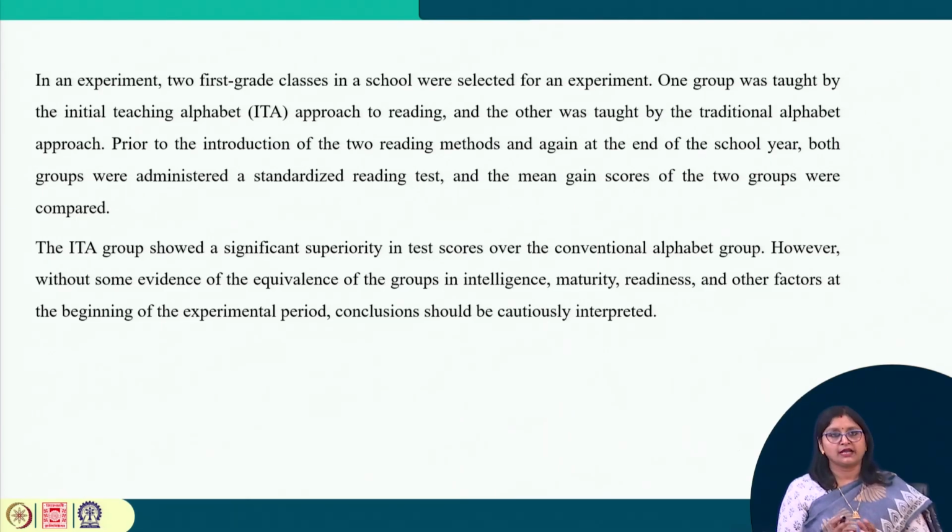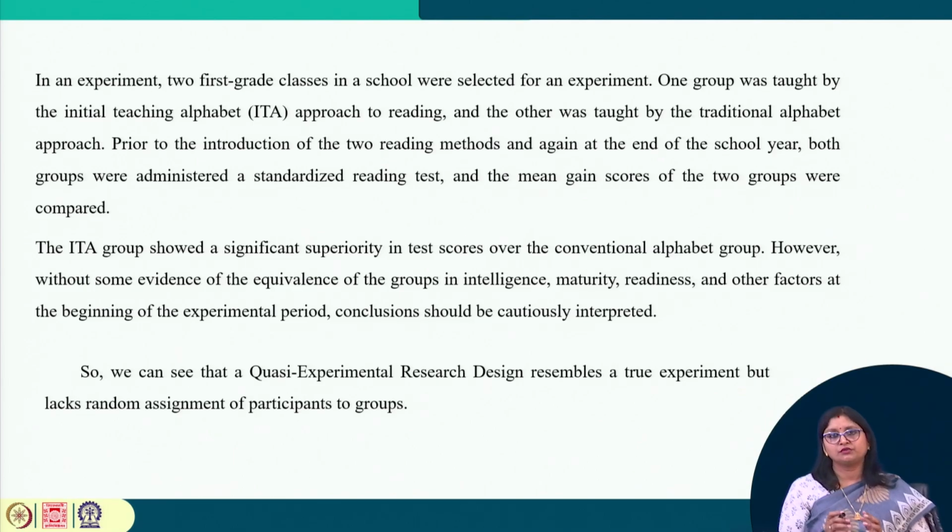The ITA group, initial teaching alphabet group, showed a significant superiority in the test scores over the conventional alphabet group. However, without some evidence of the equivalence of the groups in intelligence, maturity, readiness and other factors at the beginning of the experimental period, conclusions should be cautiously interpreted. So, we can see that the quasi-experimental research design resembles a true experiment, but lacks the random assignment of participants to any group.